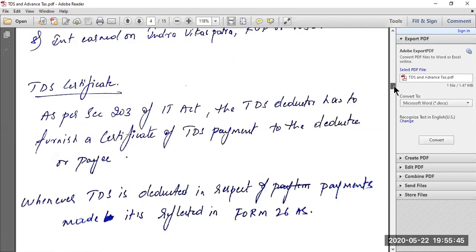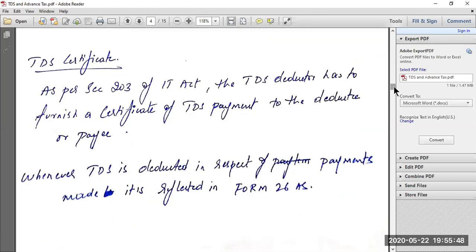Now again there is something called a TDS certificate. As per section 203 of the Income Tax Act, the TDS deductor has to furnish a certificate of TDS payment to the deductee or payee. Suppose I am a deductor and I am making payment to some other party, I would reduce some amount and only the balance amount will be paid to the other party. So whatever amount I retain or deduct and ultimately remit to the government or tax authorities, on such amount a TDS certificate has to be obtained by me and I have to give it to the deductee. Such a certificate is called a TDS certificate.